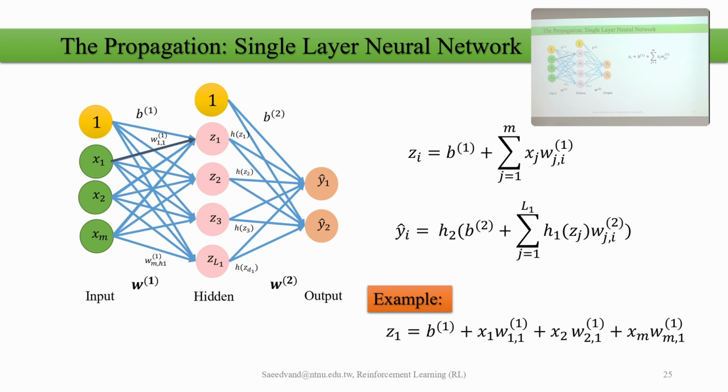If we want to calculate these z's, the first layer, I can write the same equation: z_i is bias 1 plus the sum of the inputs and weights, x's and weights. Then, if I want to calculate the y hat, I need to consider these two layers. What I do is apply the activation function, with beta 2, the second bias, added to the sum of the first layer output activated, h1(z), times the second layer weights over here. Then I have the predicted output.